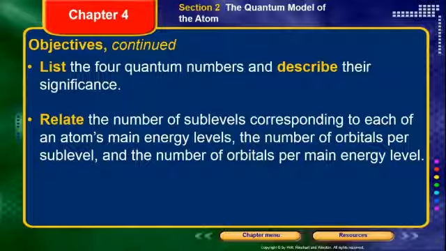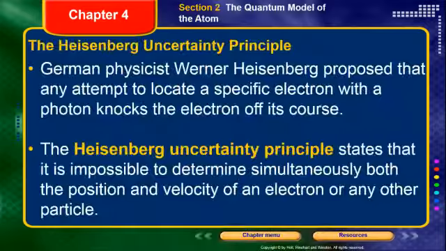Today, we're going to list the 4 quantum numbers and hopefully describe their significance. And we're going to relate the number of sublevels corresponding to each of the atom's main energy levels, the number of orbitals per sublevel, and the number of orbitals per main energy level. Okay? Bear with me. I'm going to have to skip through several slides to get back to where we were.